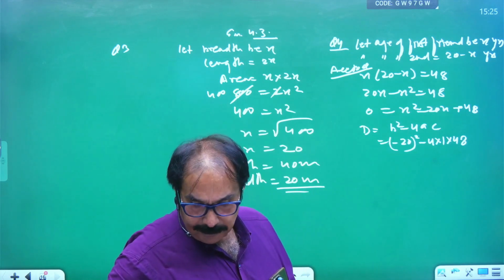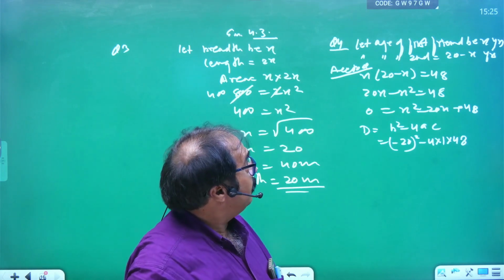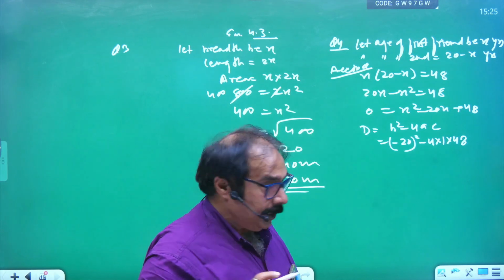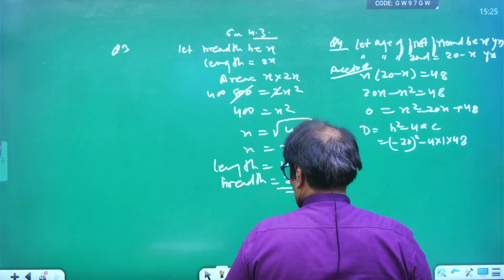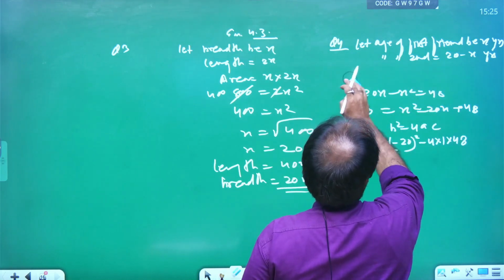Let me check the question. The sum of the ages of two friends is 20 years. Okay, let the age of the first be x and the second be 20 minus x. The condition is 4 years ago, sorry, 4 years ago, not now.